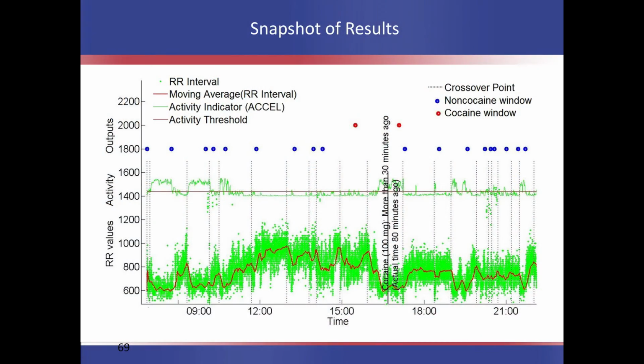This is a snapshot of the same field data that I showed earlier. You see that there are 2 windows that have been marked as cocaine by our model, and it is possible that the participant may have had a repeated administration. They reported one of those windows via self-report to have had cocaine, but the model finds that the next immediately following one may also be due to cocaine due to the slow recovery.